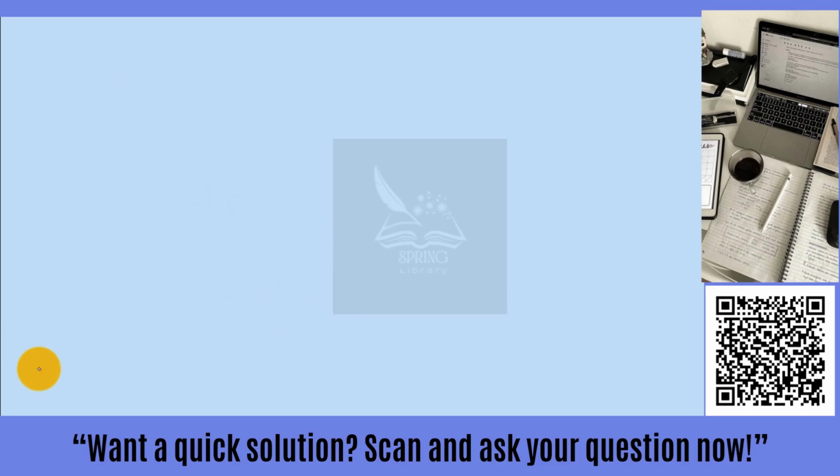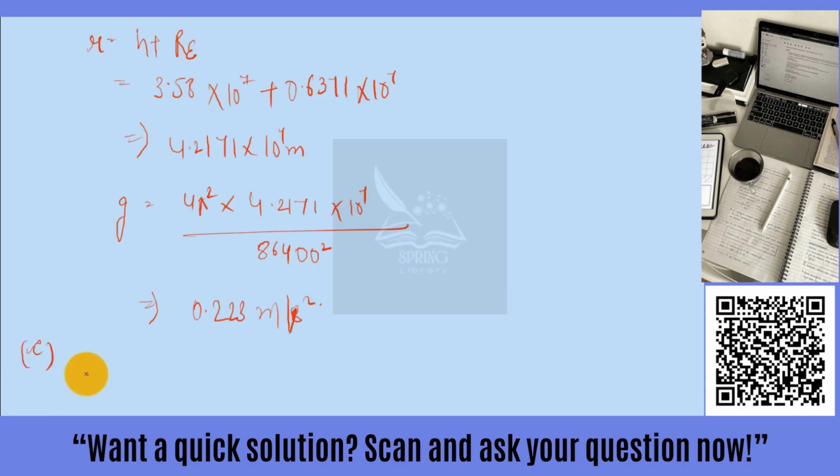C. To determine the weight of the satellite in the given orbit, the mass of the satellite, m, is equal to 2000 kilogram. W = m × g, which is equal to 2000 multiplied by 0.223, which is equal to 446 Newton.